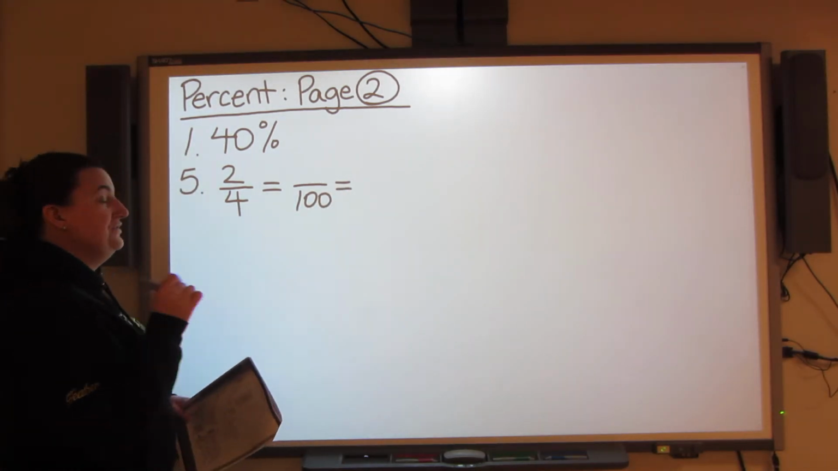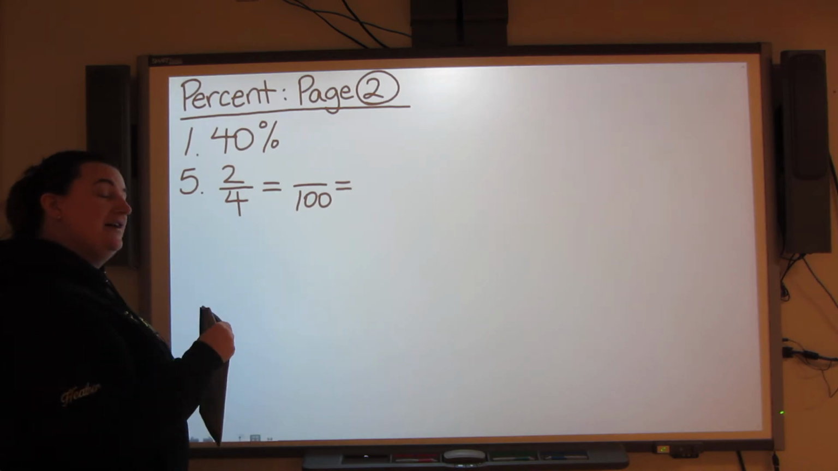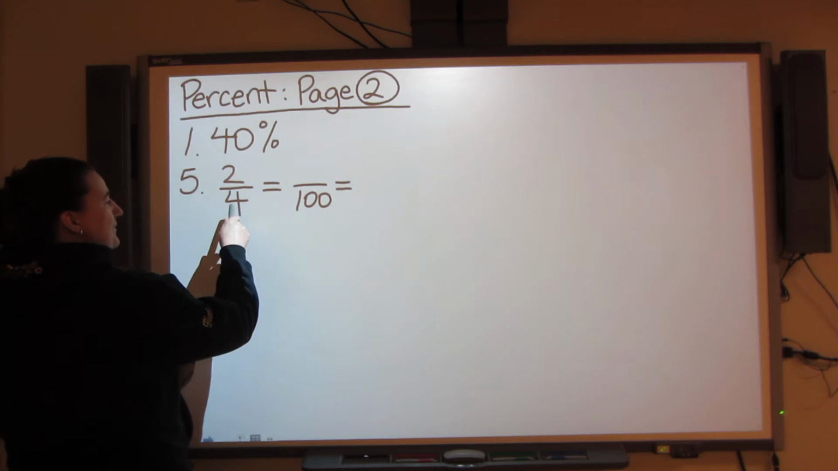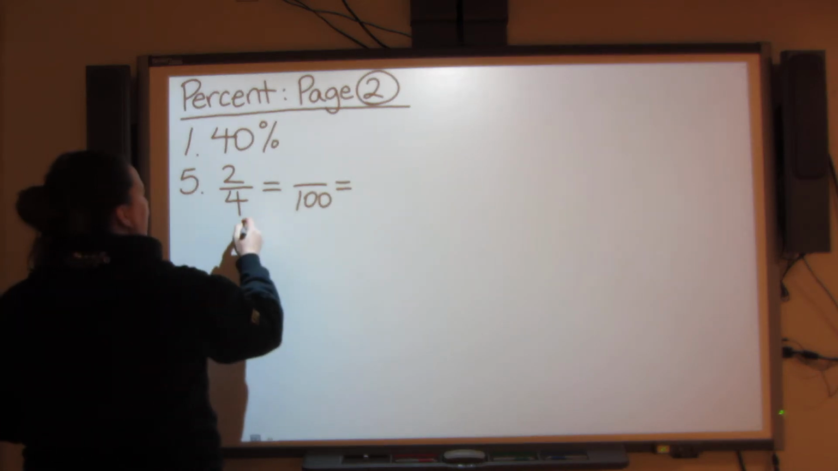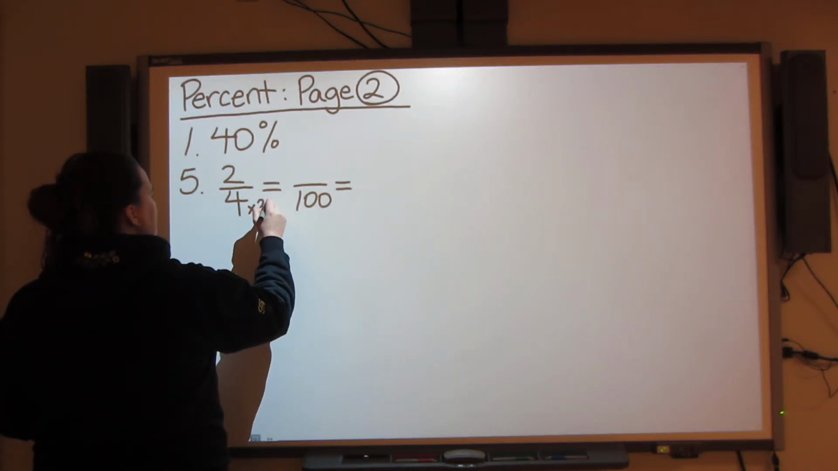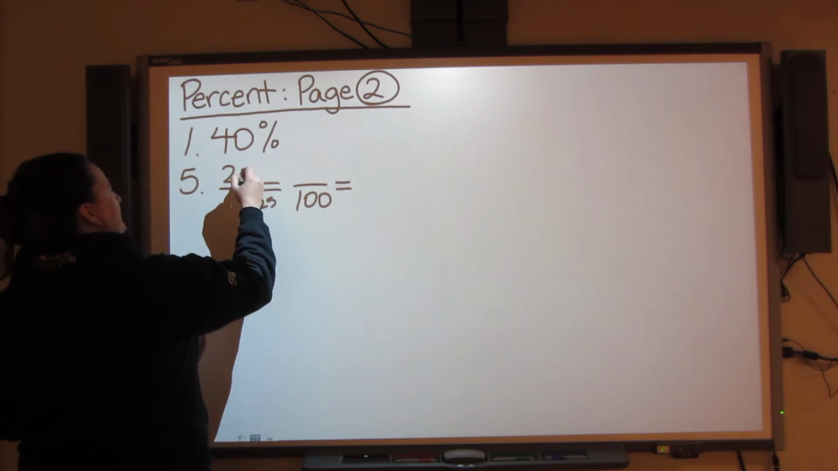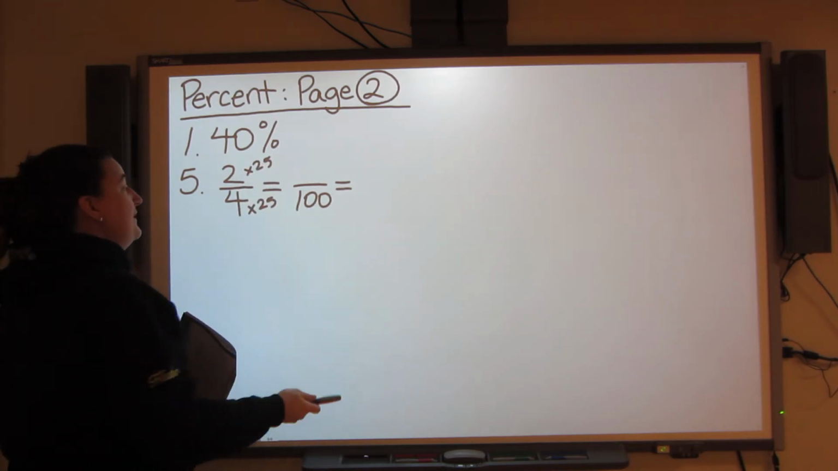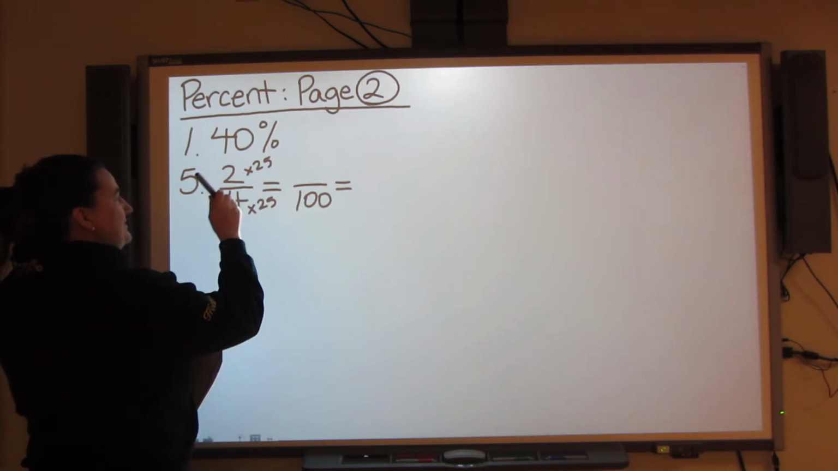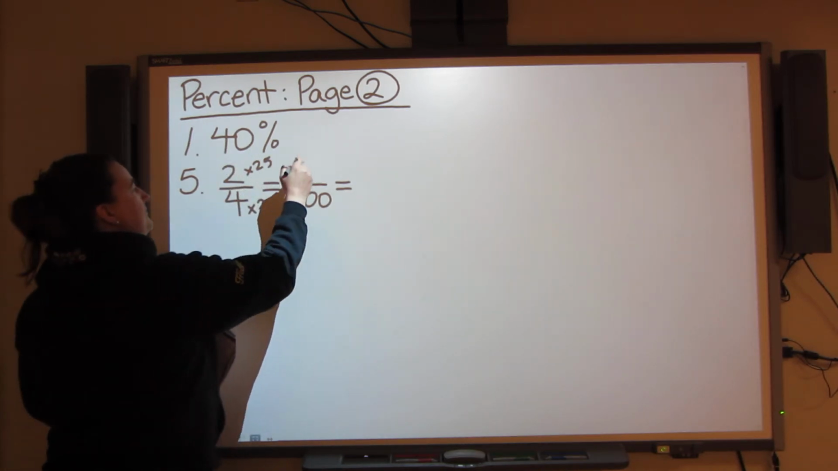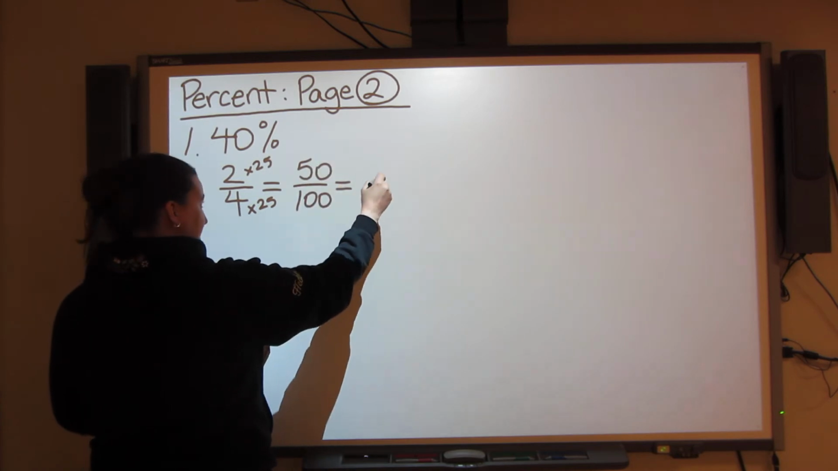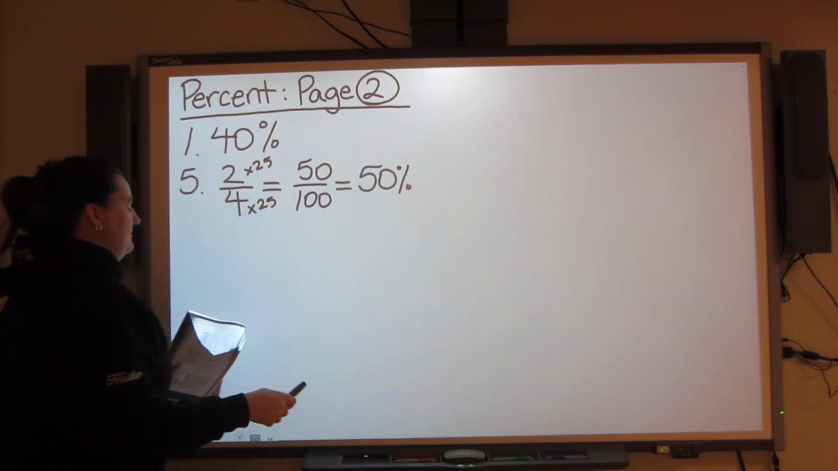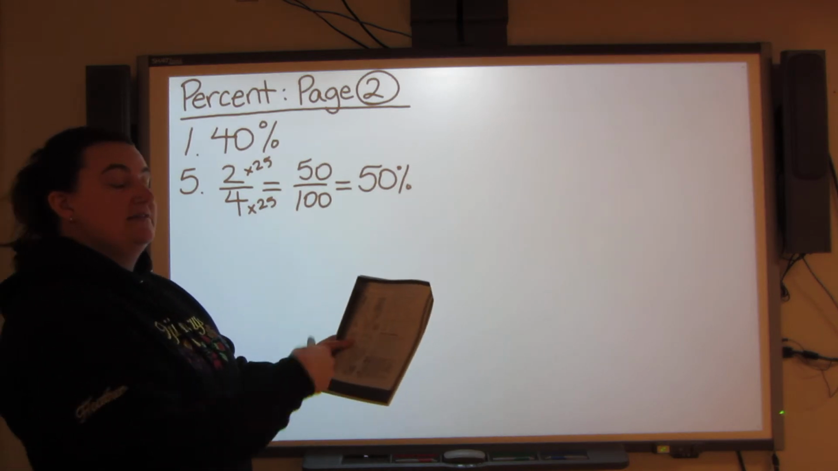So using those math facts, those 100 math facts that I hope you have burned into your brain by now, we've got 4 times something is 100, which we know 4 times 25 is 100. Whatever you do to the bottom, you have to do to the top. 4 times 25 is 100. 2 times 25 is 50. And so I know that for number 5, 50% is colored in.